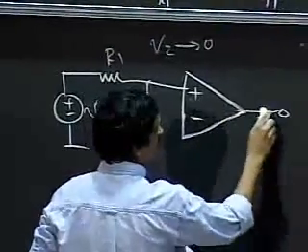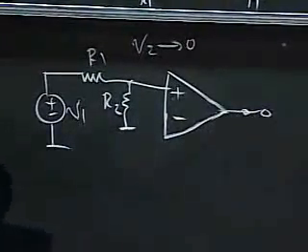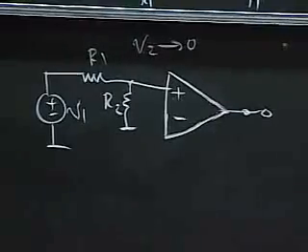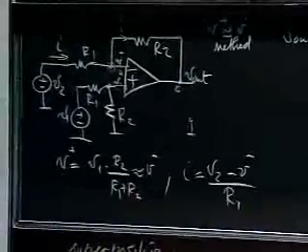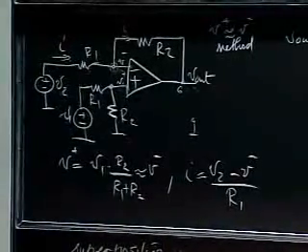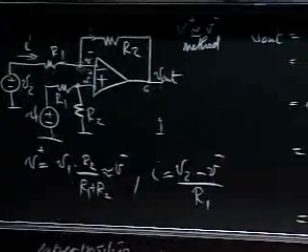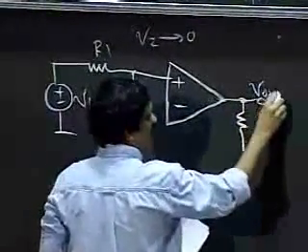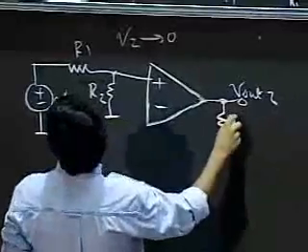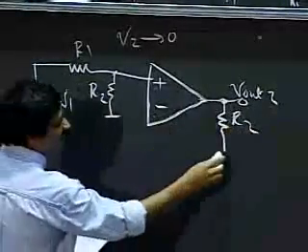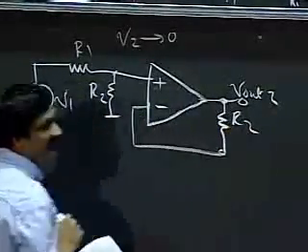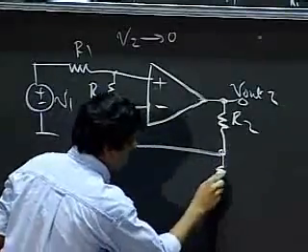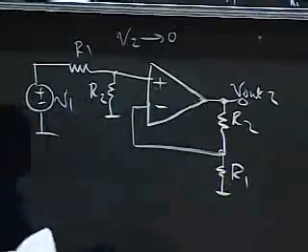When I short V2 to ground, what happens? The tail of R1 here goes to ground, and so it's as if the output V out 2 is connected to the V minus node through a resistor. We'll draw it like this, and the minus input goes through a resistor R1 to ground.